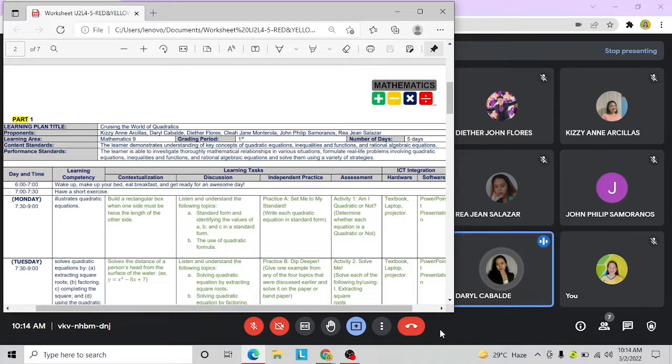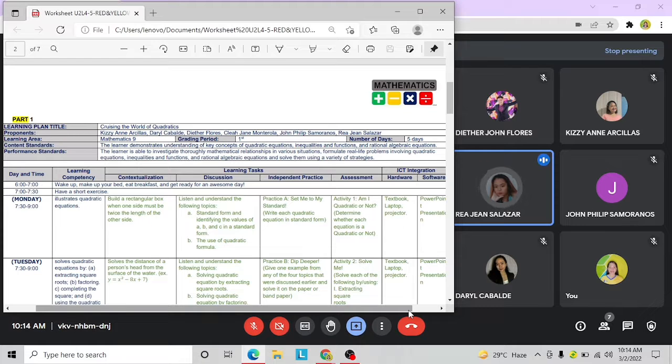The content standard is that the learner demonstrates understanding of key concepts of quadratic equations, inequalities, and functions, and rational algebraic equations. The performance standard is that the learner is able to investigate thoroughly mathematical relationships in various situations, formulate real life problems involving quadratic equations, inequalities, and functions, and rational algebraic equations, and solve them using a variety of strategies. So now let's start with Monday.